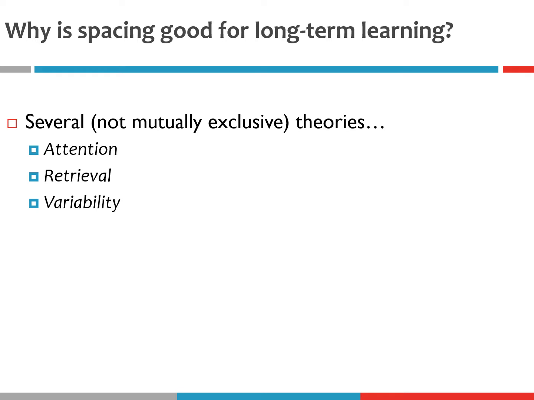Okay, my final theory that I'm going to talk about for why spacing is such an effective strategy for promoting long-term learning has to do with variability. One of the most important properties of long-term memory is the importance of what are called retrieval routes. I mentioned that long-term memory has a permanent duration and an unlimited capacity, right? And that means that once something resides in long-term memory, it's permanent. It's kind of stuck there forever.